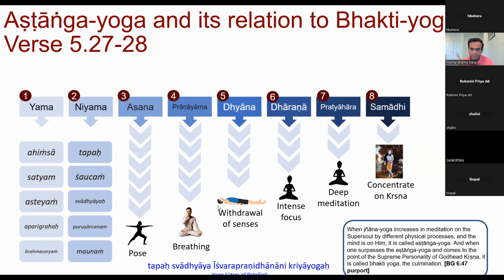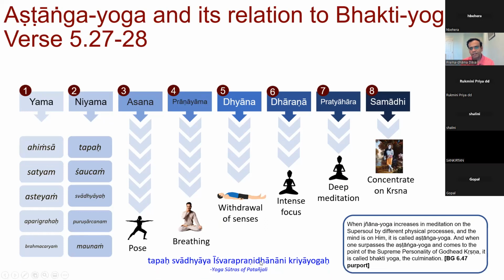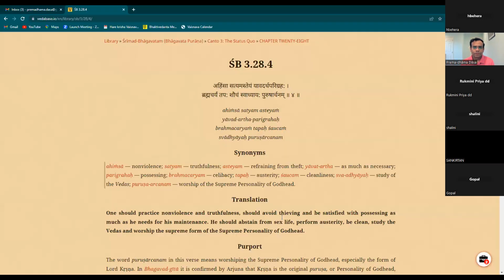So in the Yoga Sutra of Patanjali, which we all must have heard of, he also describes these eight stages of yoga. Many people think that Patanjali was an impersonalist, but Patanjali's yoga also talks about connecting with God. I put this phrase there: Tapah svadhyaya ishvara pranidhanani kriya yoga. This talks about tapa, austerity; svadhyaya, reading and gaining knowledge; and Ishvara Pranidhana, which is similar to Purusharchanam that we are seeing in this verse, worship of the Supreme Personality of Godhead. So even Patanjali Yoga talks of eventually connecting with Krishna.